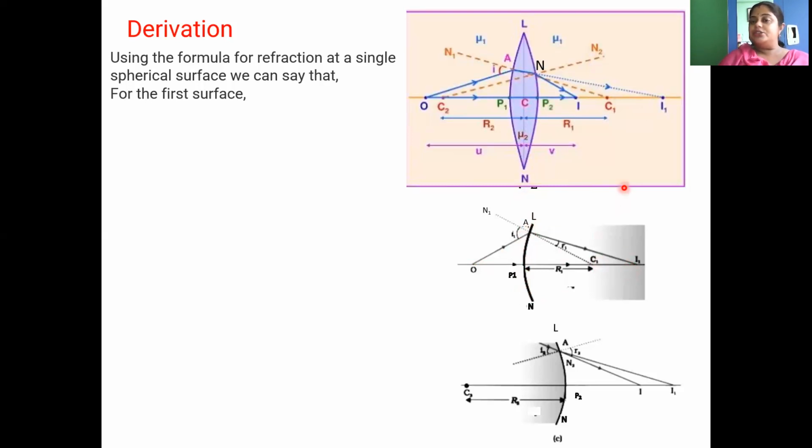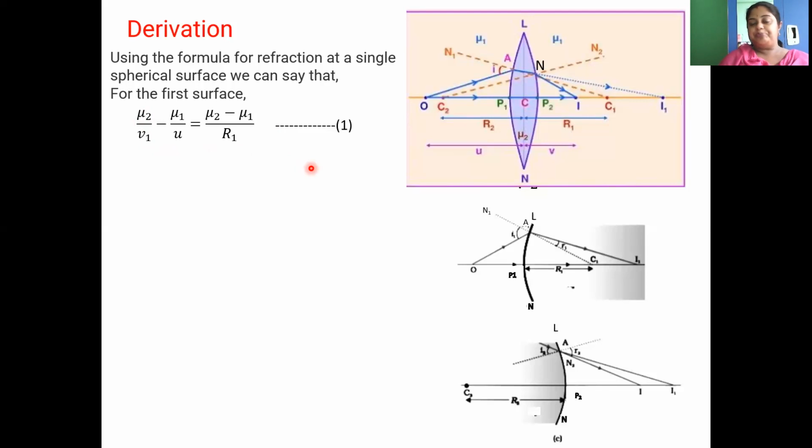Now, let the distance of I1 from the optical center be v1 and the object distance be u. Light is traveling from rarer to denser here, so we can use the refraction formula for a convex spherical surface. You can remember that in our previous lecture series we have already discussed refraction at a spherical surface. So for the first surface, your refraction formula becomes this, and you will get the first equation.